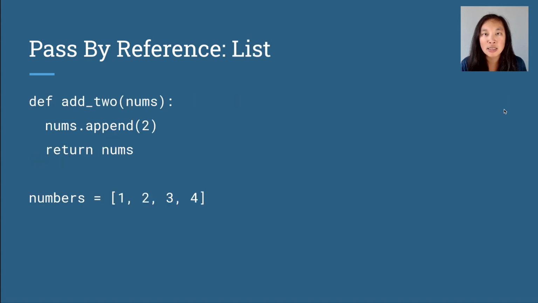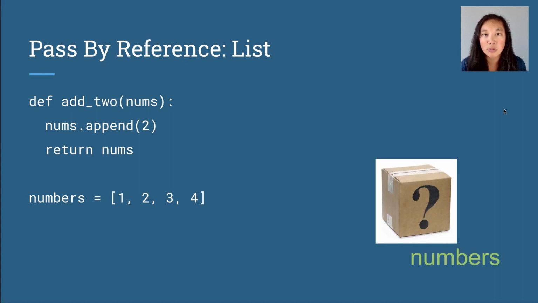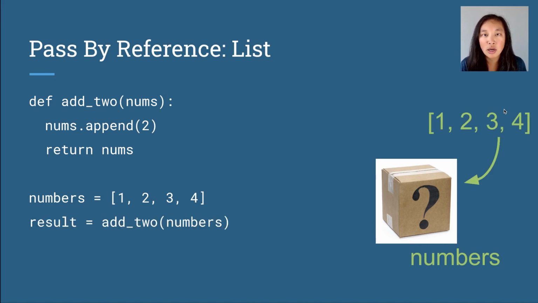Let's take a look at an example of pass by reference for a list. Let's say we have this function add2. It's going to append the number 2 to whatever list that it receives. Let's say we have the list 1, 2, 3, 4 as a value inside of the variable numbers. So we have the variable named numbers, and this list is inside of it. When we call add2 of numbers, we are going to have a variable called nums, but that is actually going to be the same object. So they are both going to be using the same list.